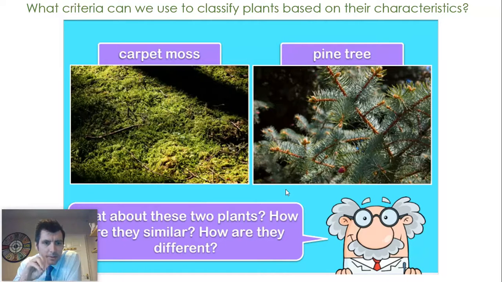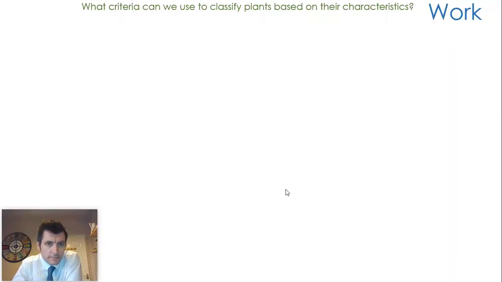I'm really pleased that some of you will have identified that one of these is a non-vascular plant. Which of these two is a non-vascular plant? If you've identified the carpet moss as the non-vascular plant, well done. The pine tree is a vascular plant, has that stem, has those roots. However, the carpet moss doesn't. It absorbs its liquid and its nutrients in different ways.